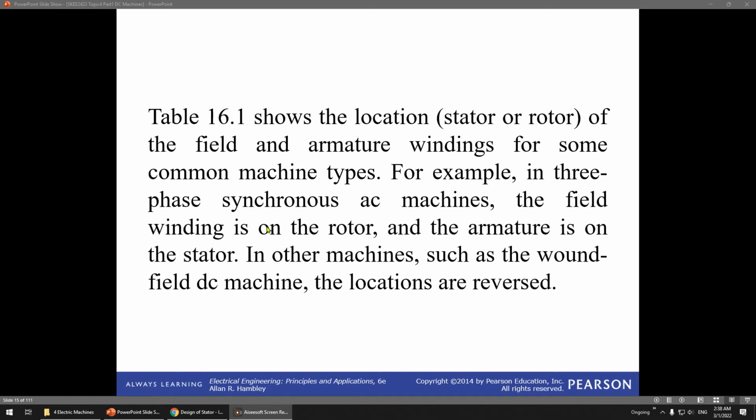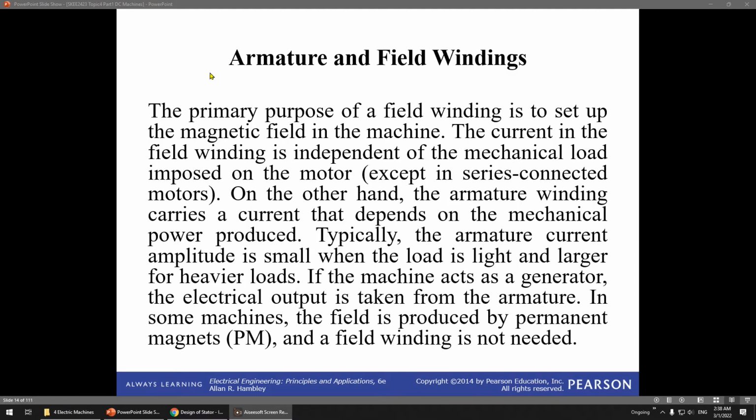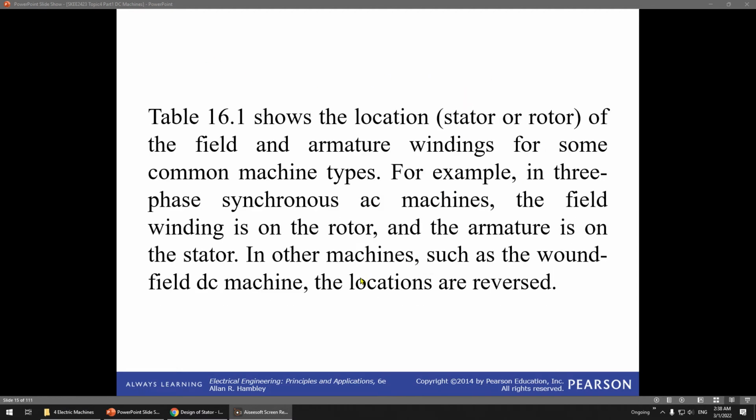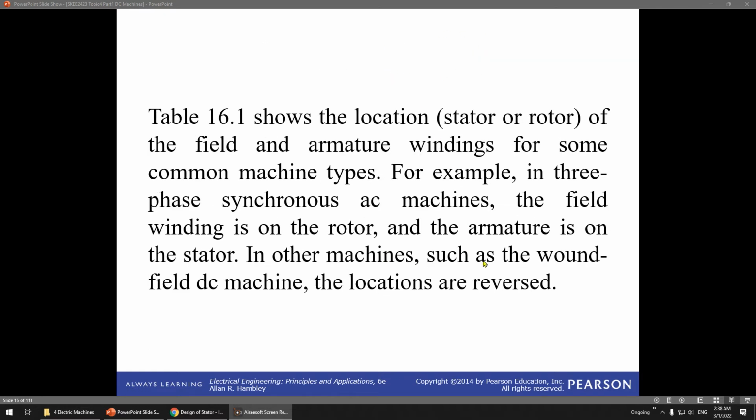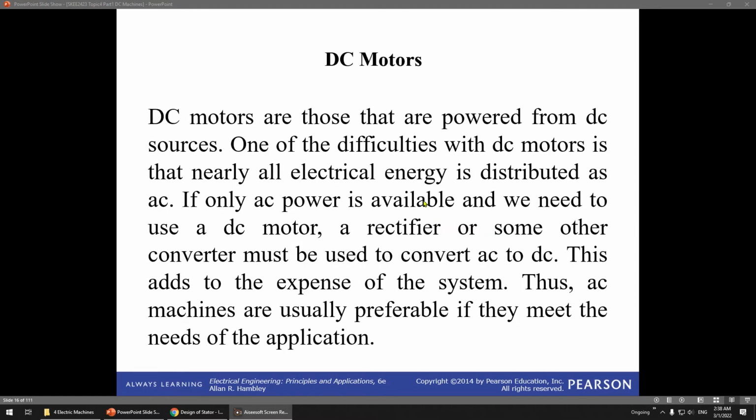This one is not provided. Basically it states that, you can see here, the armature and field winding can be either at the stator or the rotor. So this one can be at the stator, can be at the rotor, and sometimes this one can be at the stator and can be at the rotor, depending on the machine. This is what it says.